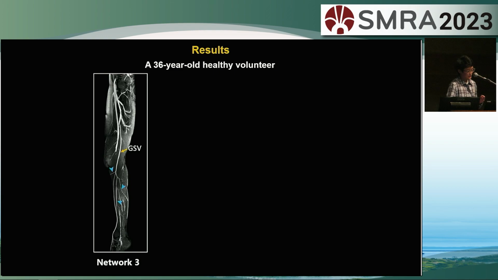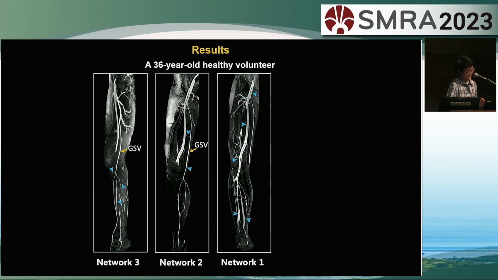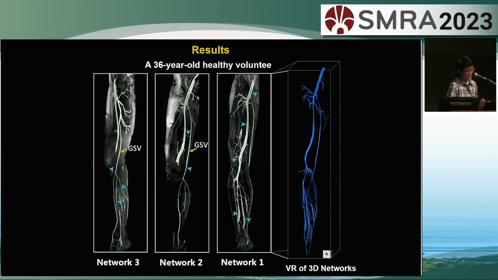This slide shows the varmoxolid-enhanced MR venography derived venous networks in a healthy volunteer. In this picture, we can see the branches of the great saphenous vein indicated by these blue arrows. And in network 2, we can see the great saphenous veins and the perforating veins. And we come into the deep venous systems. We can see the femoral veins and the posterior and anterior tibial veins. And this is a VR 3D network.